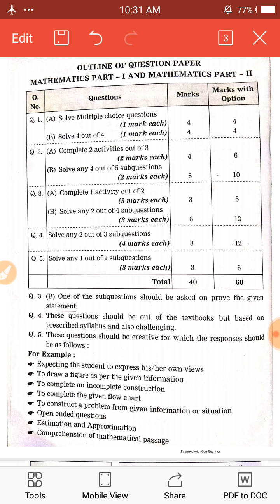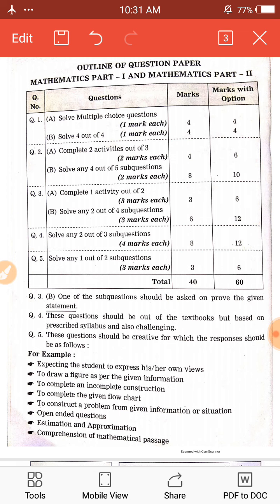Now question number 4, solve any 2 out of 3 sub questions, 4 marks each. This is a 4 mark question, you have to solve any 2. There is one option. In this way, without option you will be getting 8 marks, and total along with option 12 marks are there. And question number 5, this is the most important question, solve any 1 out of 2 sub questions, and it is for 3 marks, and out of 2 questions you have to solve any 1.